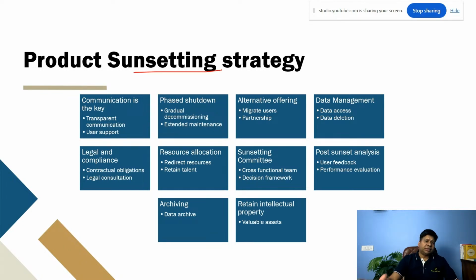Now the product has declined, so the product is in the declining phase. Declining means we have to sunset the product, right? Although we can have another strategy as well, right now let's discuss sunsetting. If we decide that it is the right time to sunset the product, we need to have a clear strategy to sunset it. We need to make sure that we are not diluting the brand value.